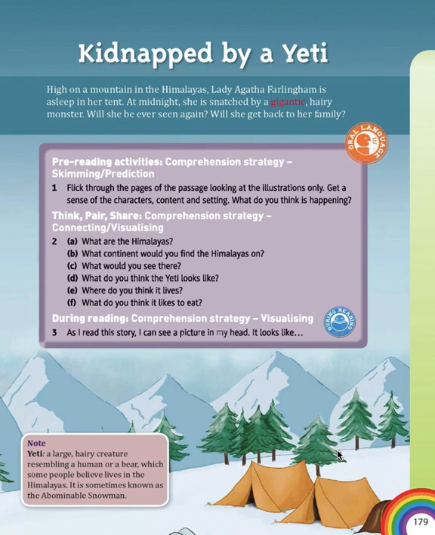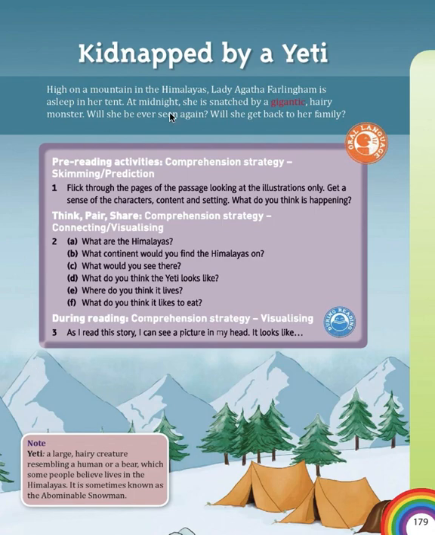So we are doing a story called Kidnapped by a Yeti, and there's a note down here to let you know that a Yeti is a large hairy creature resembling a human or a bear, which some people believe lives in the Himalayas. It is sometimes known as the abominable snowman. You may have heard of it before, you may not. It doesn't really matter either way for the story.